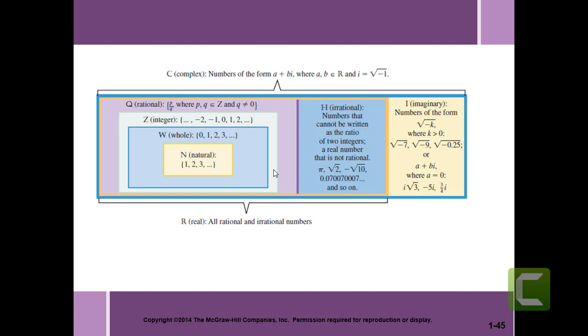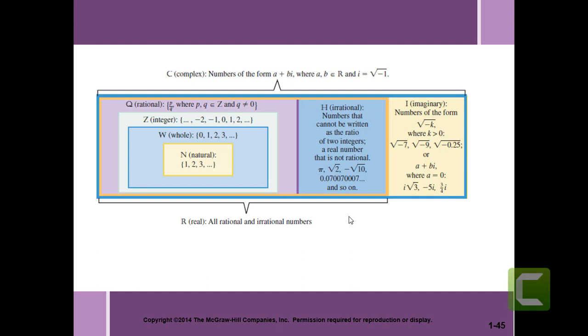Okay, so now let's think about our sets of numbers. It's very important to understand how sets of numbers are related to each other. Look at this. The complex numbers of the form a plus bi, where a and b are real numbers and i is the square root of -1, includes everything. Complex numbers are like the biggest numbers you can have. It's the largest set of numbers.